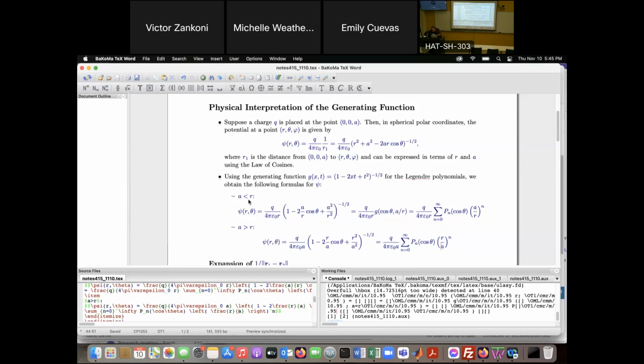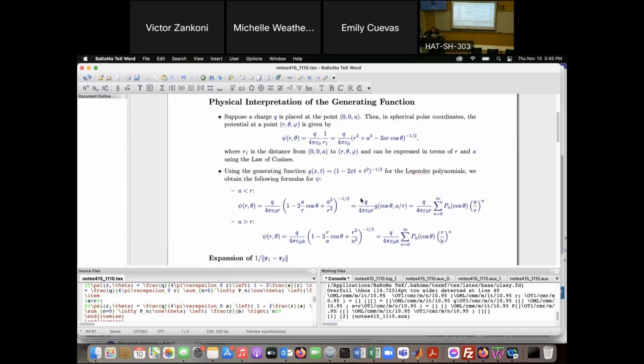So, for very weird situations, we have a way of obtaining the electrostatic potential. Although what's not covered here, unfortunately, is the case where r is equal to a. Unfortunately, in that case, neither one of these series will converge. Questions about what we've seen so far?